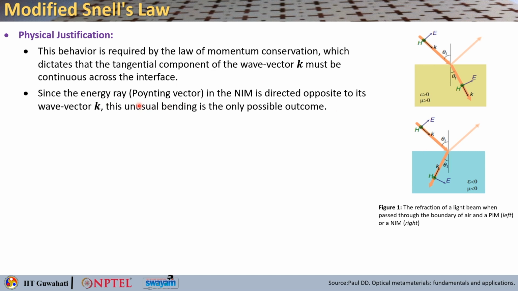Since the energy ray, or the Poynting vector, in the negative index material points opposite to the wave vector, the energy flow is happening this way, so your k vector has to be in the opposite direction. This is completely unusual and is not seen in any regular material. In a regular material, the energy flow and k are in the same direction, but inside the negative index material the energy flow is downward, but k is upward.